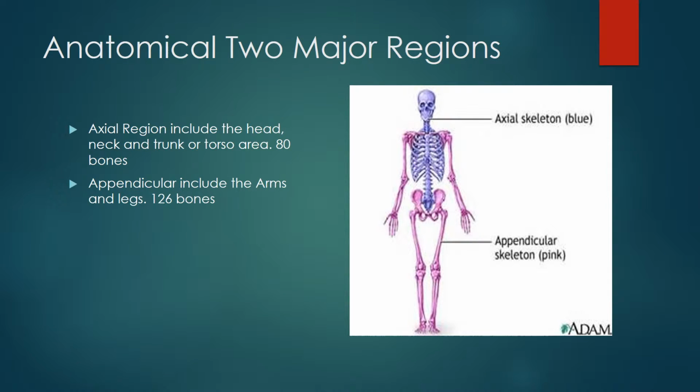Anatomical, two major regions. We have the axial region, which includes the head, neck, and trunk or torso area, including 80 bones. Then we have the appendicular region, which includes the arms and legs, including 126 bones. I have the axial region in blue in the picture, and the appendicular region in pink.